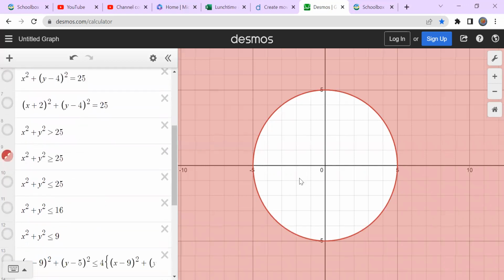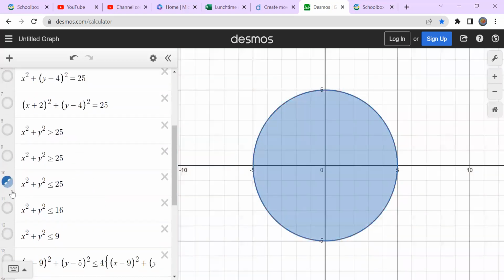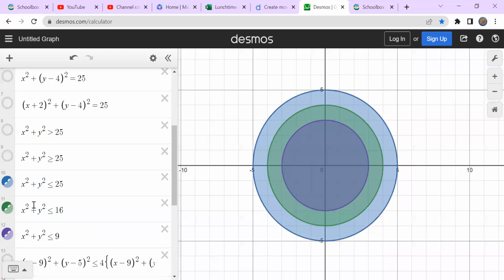But what if I want to color the space inside the circle? I need to go less than or equal to. Okay, what if I want to make it all look a bit funky with different circles? I just need to change the radius size each time.